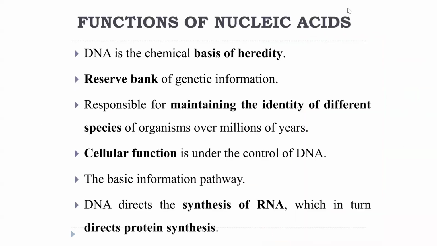Now, what are the functions of these nucleic acids? Number one, DNA is the chemical basis of heredity. That is what I just explained. It's responsible for controlling heredity. So if our child looks like us, it's because of the DNA. But whenever there is a problem or mutation in the DNA, that is where we have variation. That is where our child will look different from the way we are.